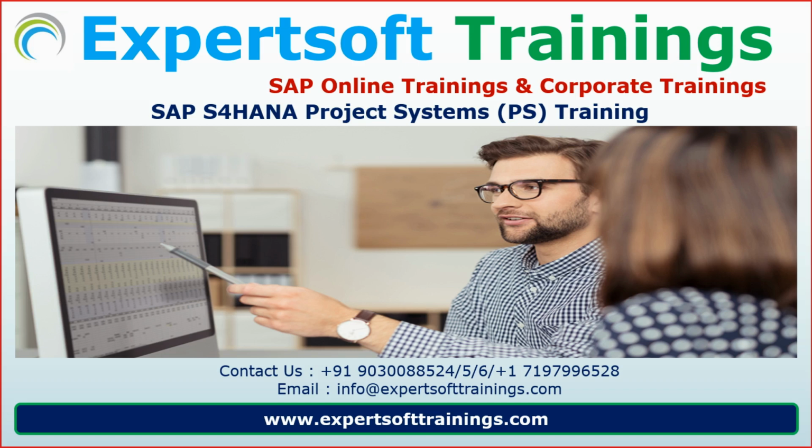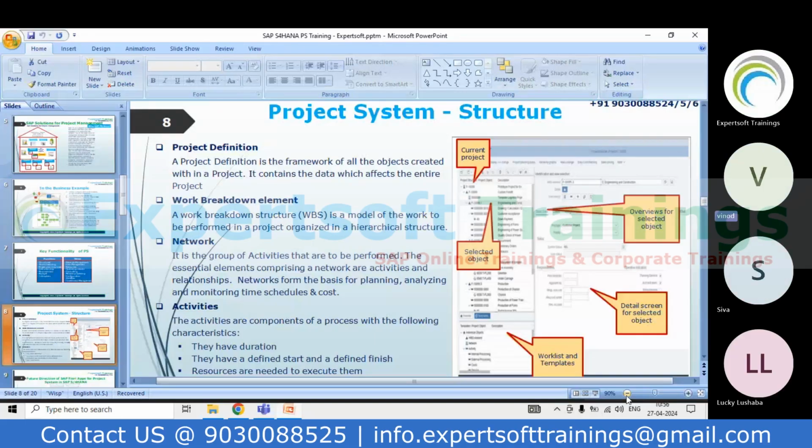So what are the project definitions and the work breakdown structures? Project definition is a framework for all the objects. Framework is nothing but all your organization elements along with the WBS, networks, network activities and all. And what is the WBS?